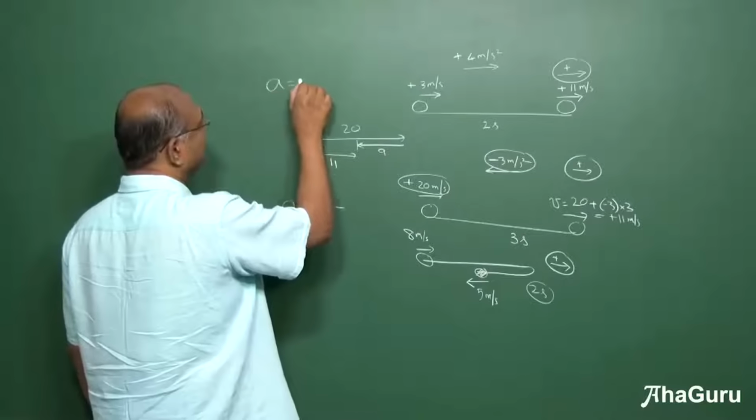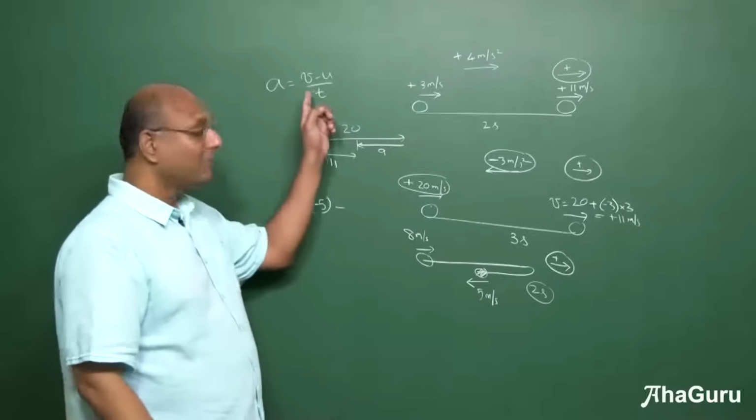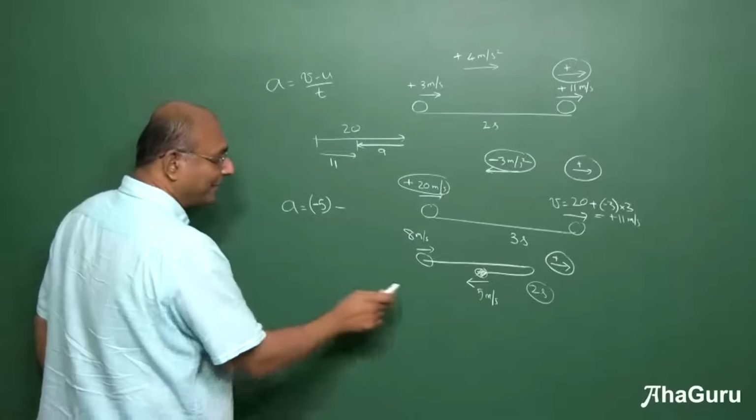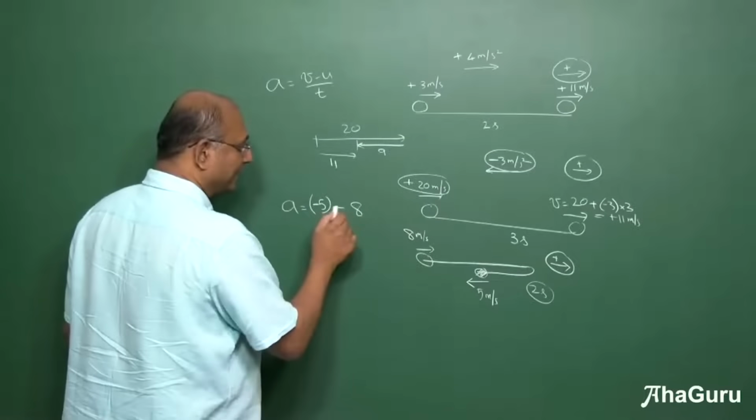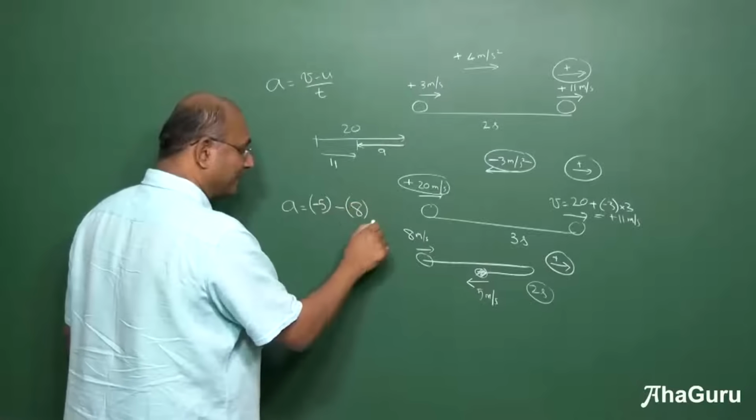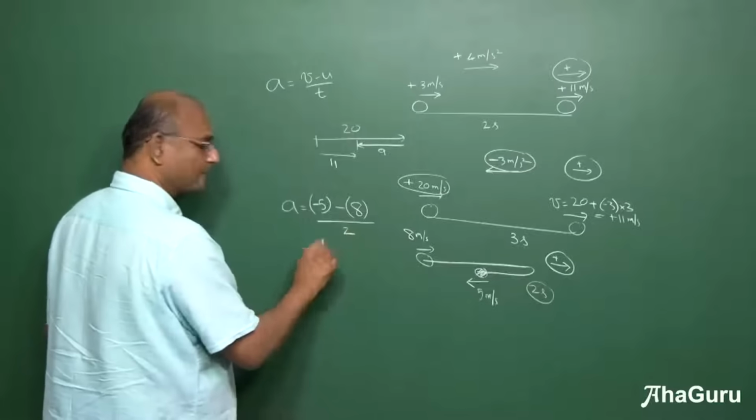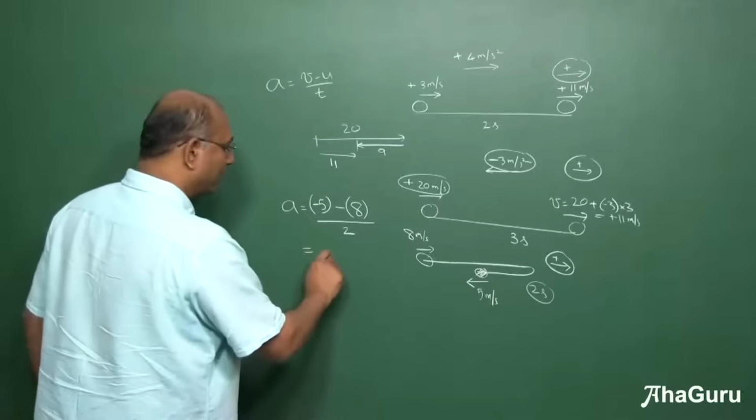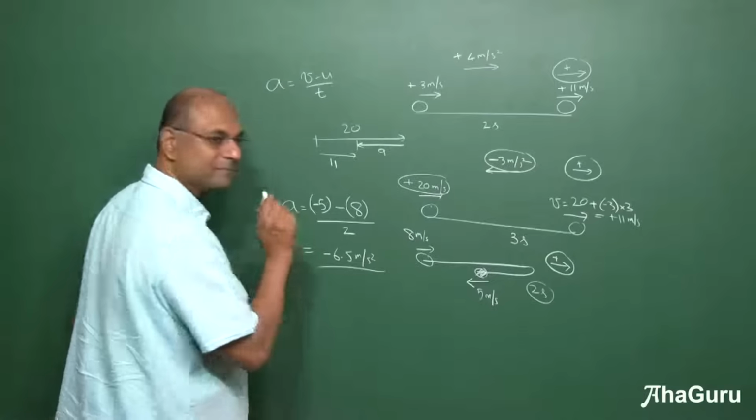Remember, acceleration is (v minus u) by t. That is the average acceleration. But if it is uniform, then it is also instantaneous acceleration. So what is my final velocity? Minus 5. What is my initial velocity? 8. So minus 5 minus 8 divided by the total time, 2 seconds. Minus 13 by 2, minus 6.5 meters per second square.